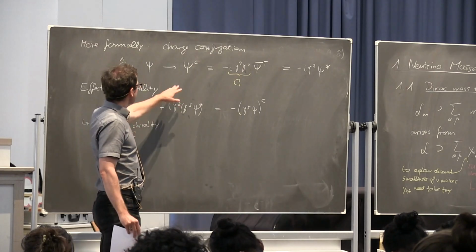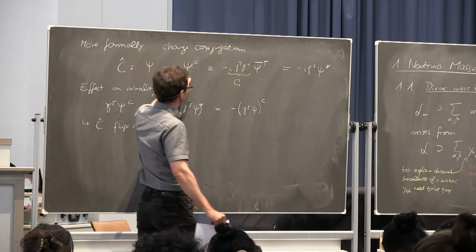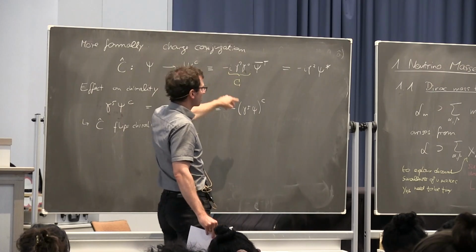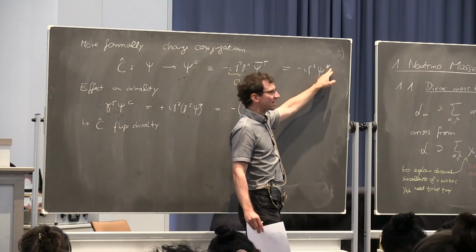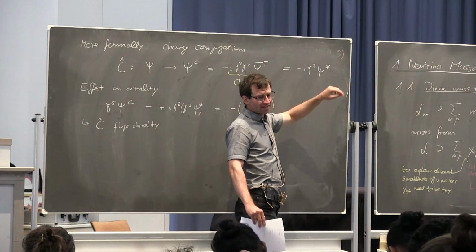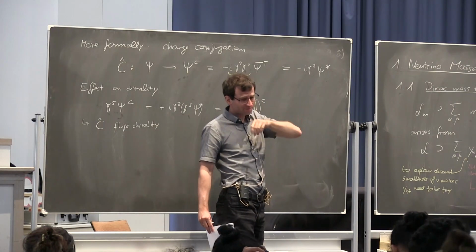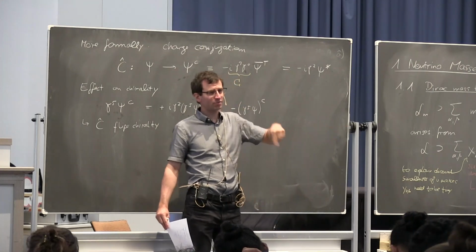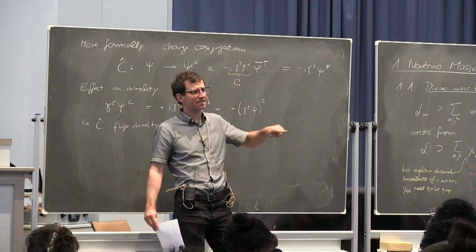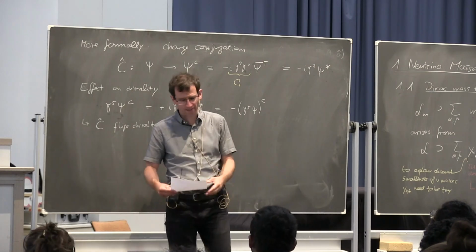And you can also see that for charged particles, it will also change the charge of the particle, because this star here implies complex conjugation. So the particle creation operator is replaced by a particle annihilation operator, and the antiparticle annihilation operator is replaced by a particle creation operator.